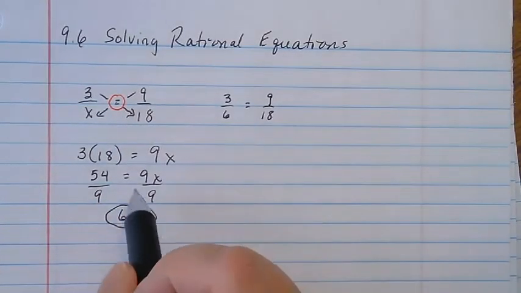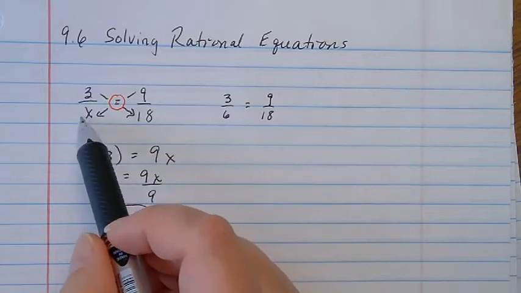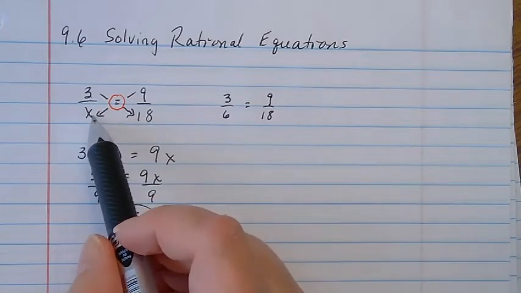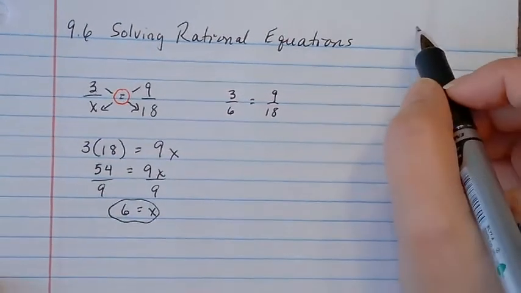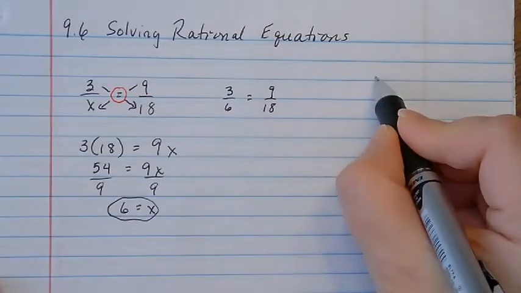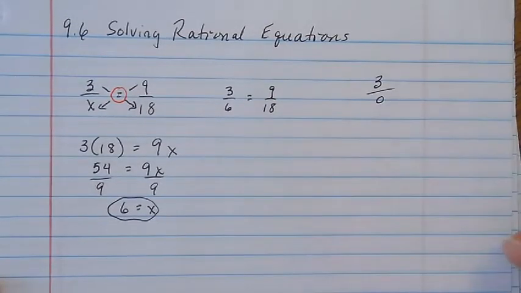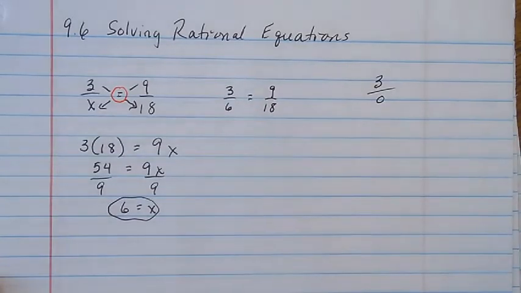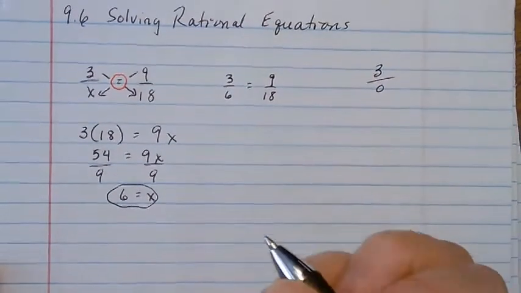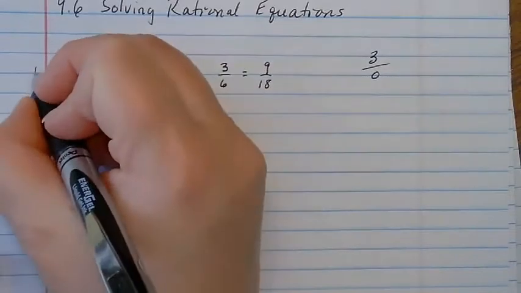Now we're going to start in this unit checking our answers, and the reason I have to check my answer on this one is because I have an x in the denominator. There's one time when you never want to have a number in the denominator. If I would have gotten 0 for x, I wouldn't have liked it, because you should never have a 0 on the bottom of a fraction. It makes it undefined.